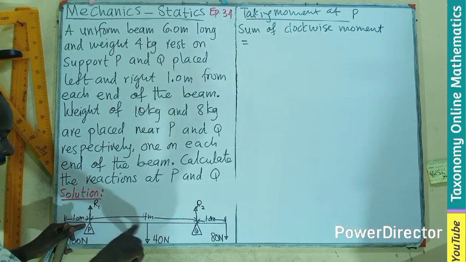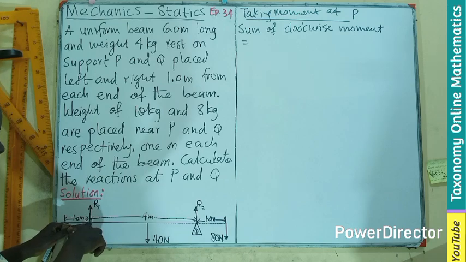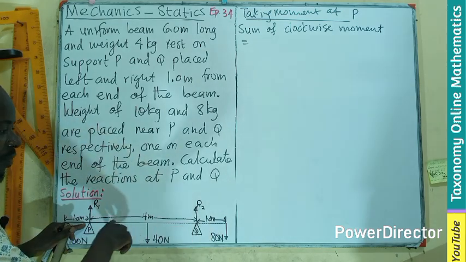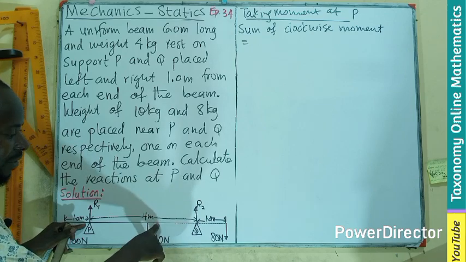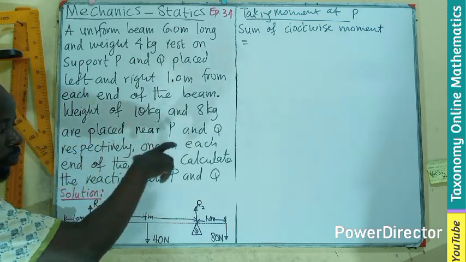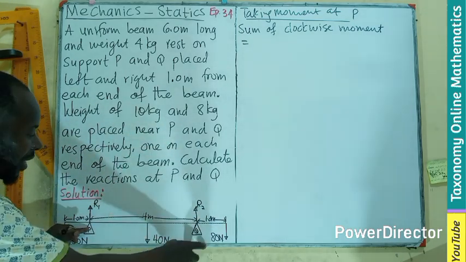So the bar is now from here to here, which is a length of 5. And 5 divided by 2 gives you 2 point something. So we'll be shifting somewhere here. So this force will also move along with the 80.